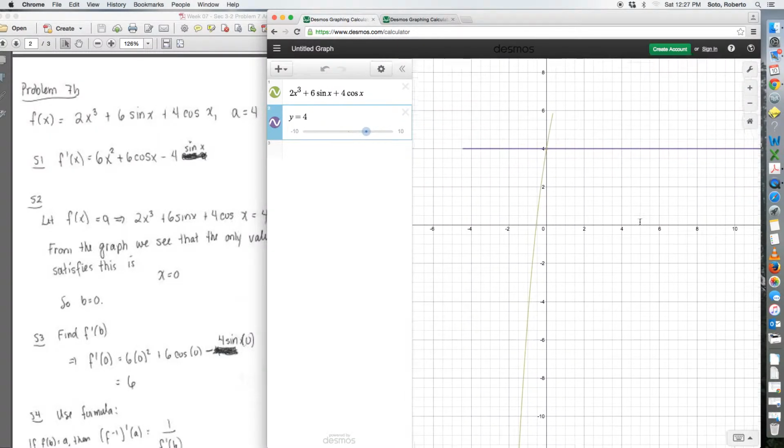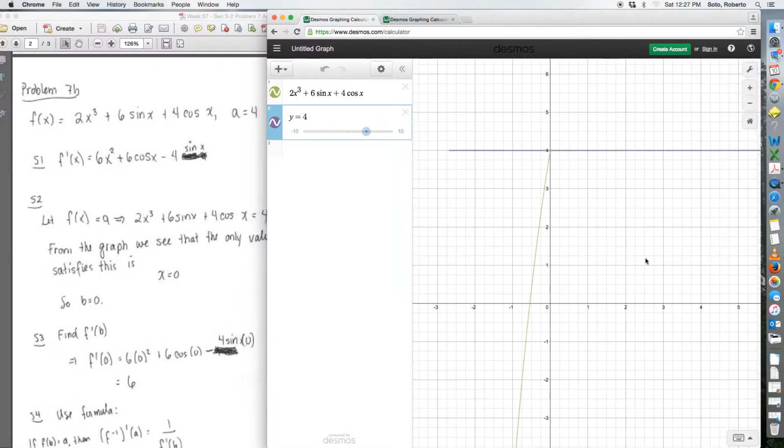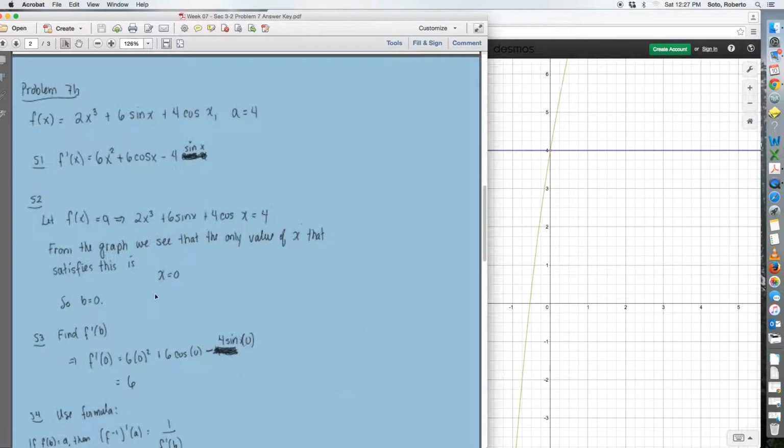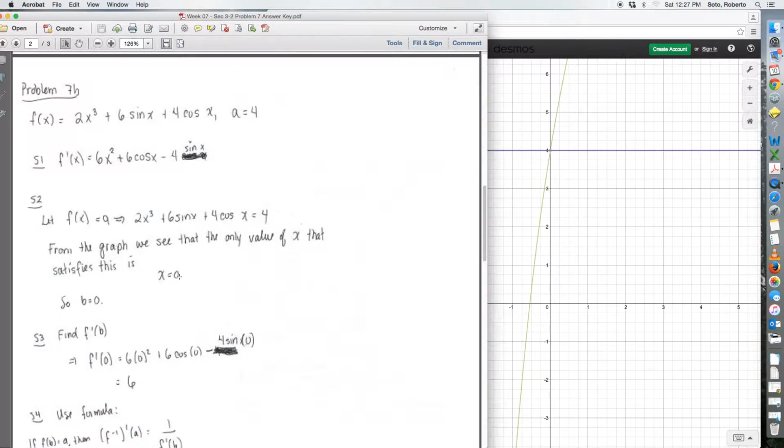And notice they only intersect at this one point, and that one point here is when x is 0. And so from the graph, we know that the input is 0. And you can check. When you plug in 0 here, you get 0. When you plug 0 into the sine x, you get 0. And when you plug 0 into the cosine x, well, cosine of 0 is 1, so you get 4. So it really is true that when you plug in 0, you get 4.